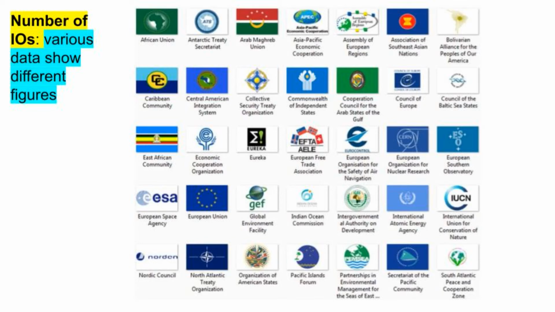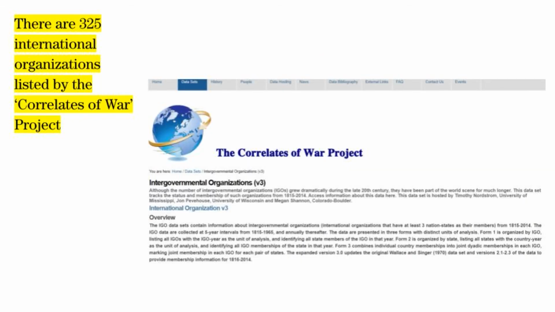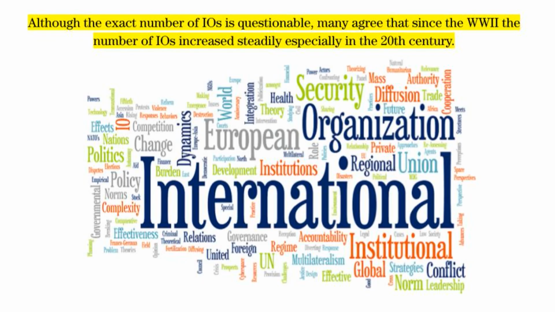As for the number of international organizations, different sources show different data. The number, according to the leading online and textbook sources, varies significantly, ranging from 126 international organizations listed by the U.S. Department of State, to 325 by the Correlates of War database. Although the exact number can be questionable, all scholars agree that since the Second World War, the number of international organizations increased steadily, with an exceptional rise in the 20th century.